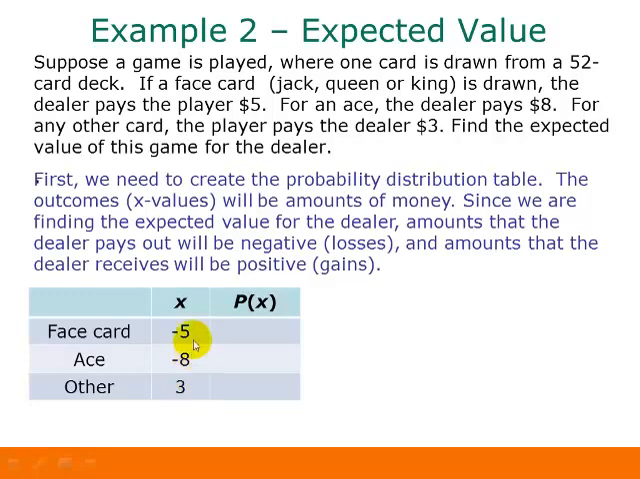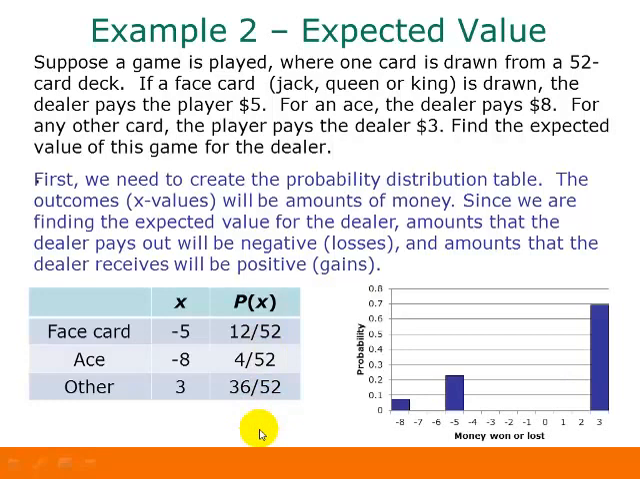And for the probabilities, for the face cards, because there are 4 jacks, 4 queens, and 4 kings, that's a total of 12 cards out of 52. So our probability would be 12 over 52 for a face card. Since there are 4 aces, the probability of that would be 4 over 52. And for the other cards, remember that the probabilities have to add up to 1. So we could figure out how many other cards are in the deck, which is 36, or we could just add up these 2 probabilities and subtract from 1 to get our last probability. That way these 3 we know have to add up to 1.